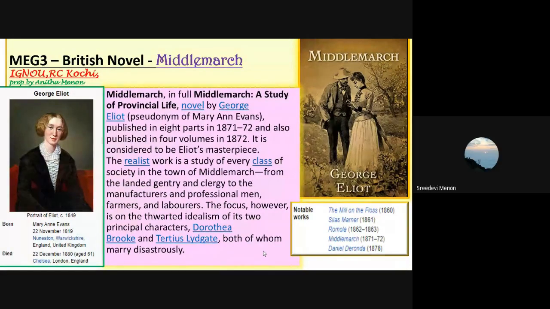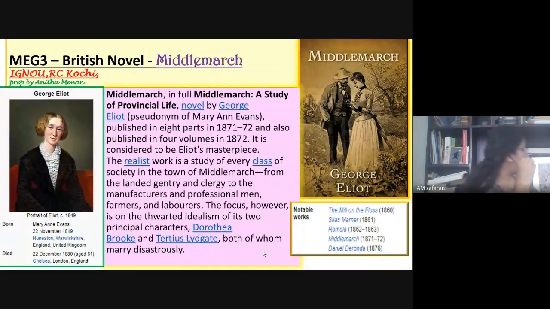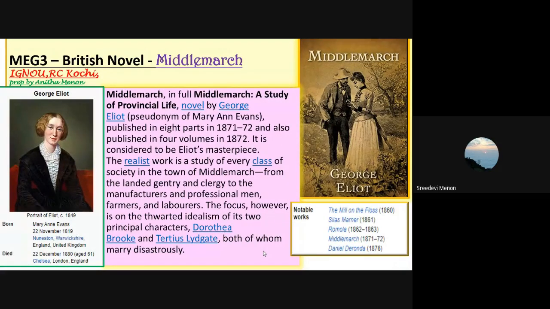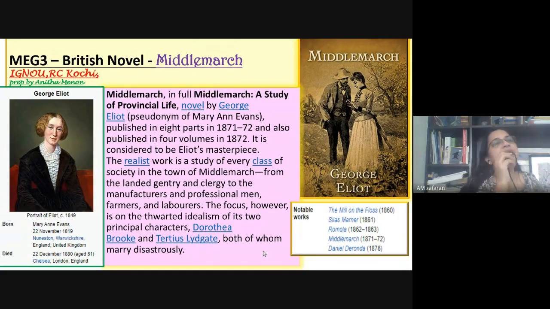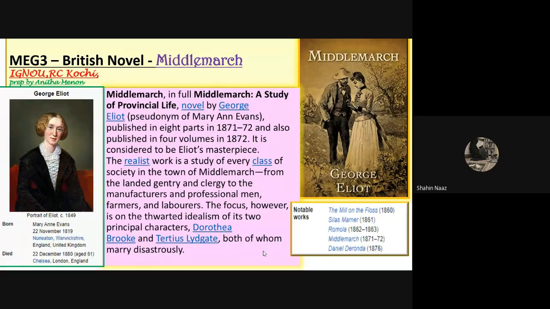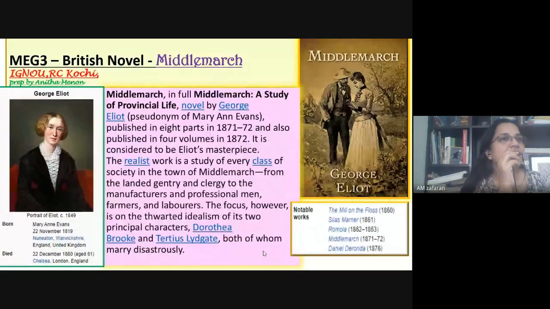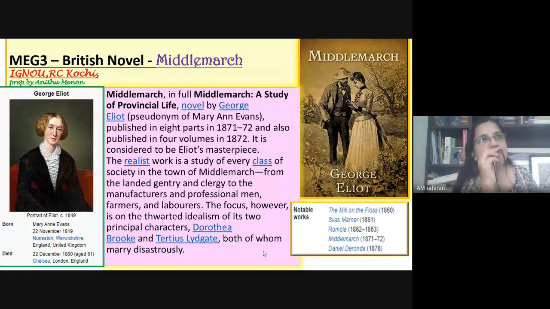Great Expectations. The third one was Wuthering Heights, written by? Who wrote Wuthering Heights? Anyone? Charlotte Bronte, right? One of the Bronte sisters.